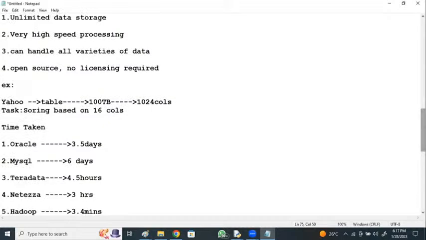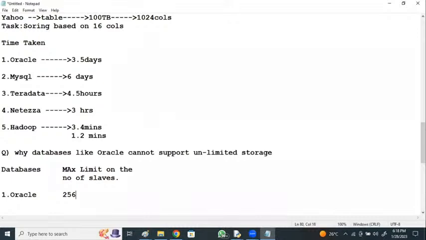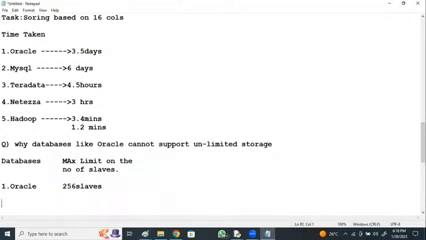Hadoop follows master and slave architecture: a single master and multiple slaves. But databases have a limitation: a max limit on the number of slaves. If you talk about Oracle, it can have a maximum of 256 slave systems. Beyond that it cannot support data. Once these 256 slave systems get filled, it cannot support data further.